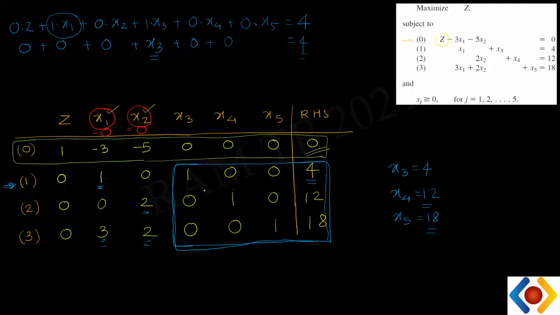So if I ask you what is this augmented solution, do we have all the values of x1, x2, x3, x4, x5? Yes, we do. So what is that solution? 0, 0, 0, 4, 12, 18. So for the origin, this is the augmented solution. What is the profit? I can see the profit here on the right hand side, 0. So z is equal to 0.